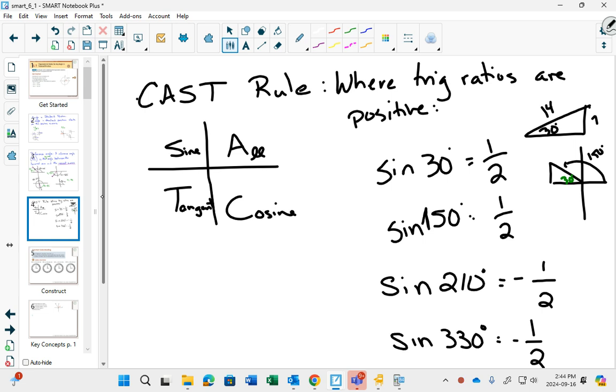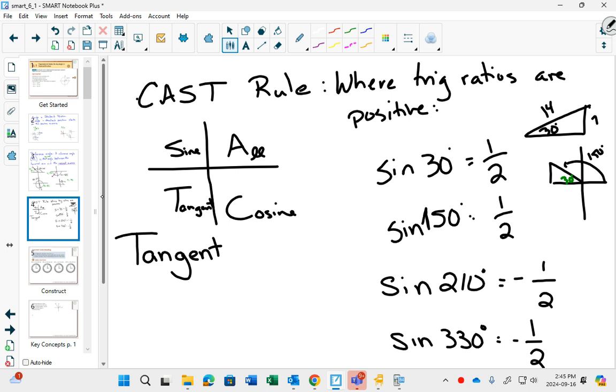You should maybe start in quadrant 1, but then it doesn't spell a word. Should it be the Astic rule? Could work. I kind of like that. It sounds kind of fun. Astic. So tangent and cosine are the negative ones, and sine and all are the positive ones.